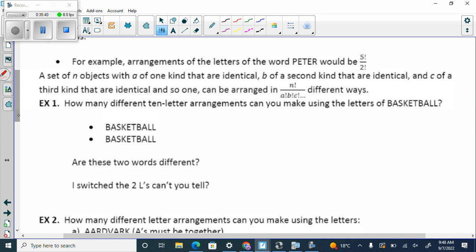Because if I have to think about all the places where the L's are the same to get rid of them, not only the L's, but there's also 2 A's, and 2 B's, that would suck, right? Oh my goodness. There's a really easy way to get rid of all of those cases that are the same. Let's see how. So I'm going to arrange basketball, and I always pretend in the numerator that all of the letters are different.